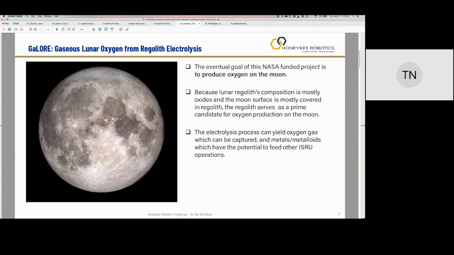This is a NASA-funded project, which stands for Gaseous Lunar Oxygen from Regolith Electrolysis. Because lunar regolith covers most of the moon's surface and the moon has no atmosphere, the regolith itself serves as a prime candidate for oxygen to be removed from should we choose to build a habitat on the moon.